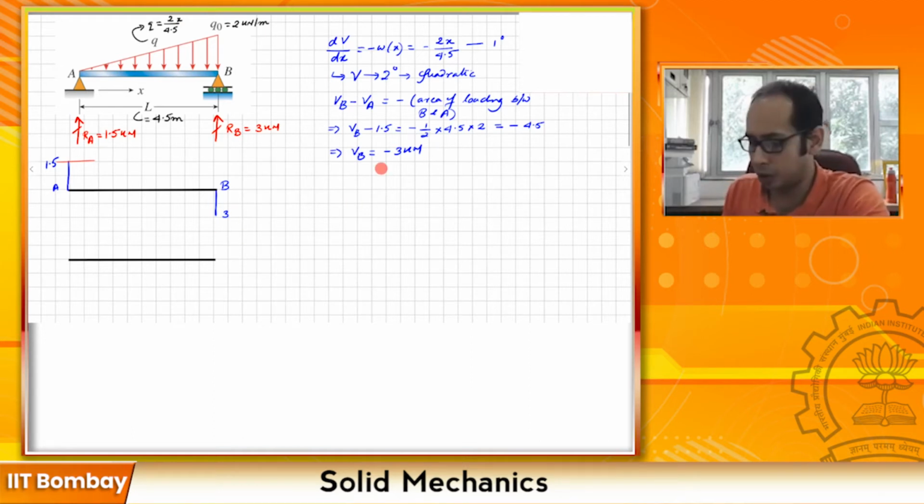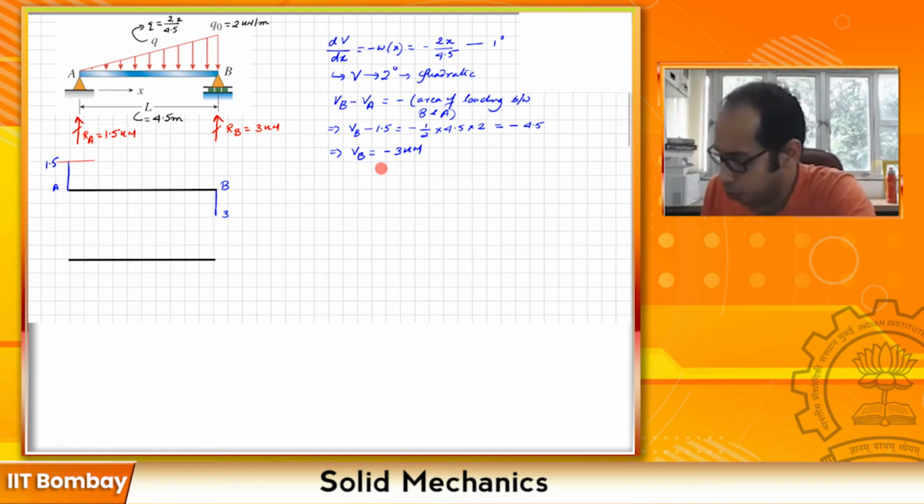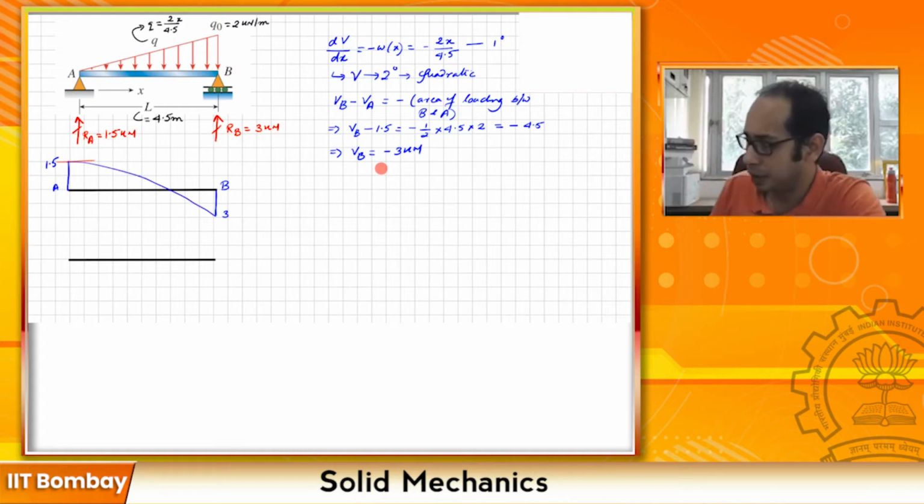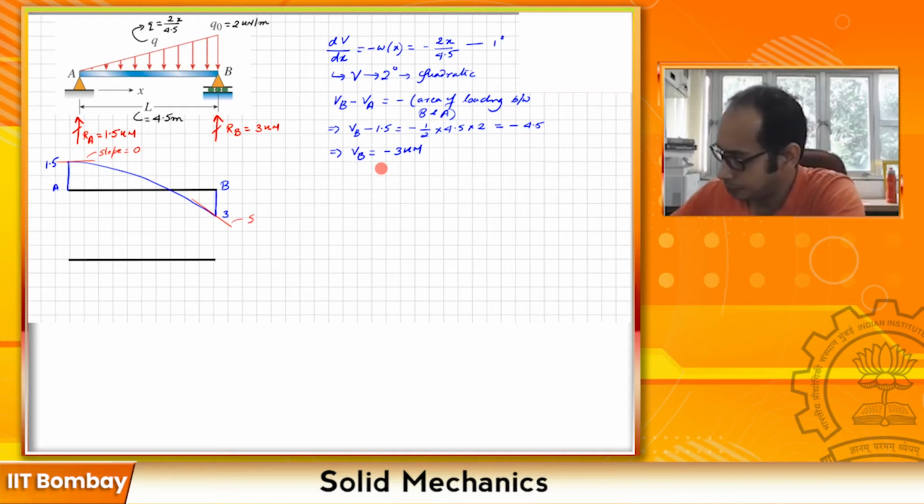Let me just draw the quadratic shear force diagram and then I will mark the slope. So this is how my shear varies. Here at the right end I have this particular slope. Let me mark it. So this is slope equals 0, and here my slope is negative 2.